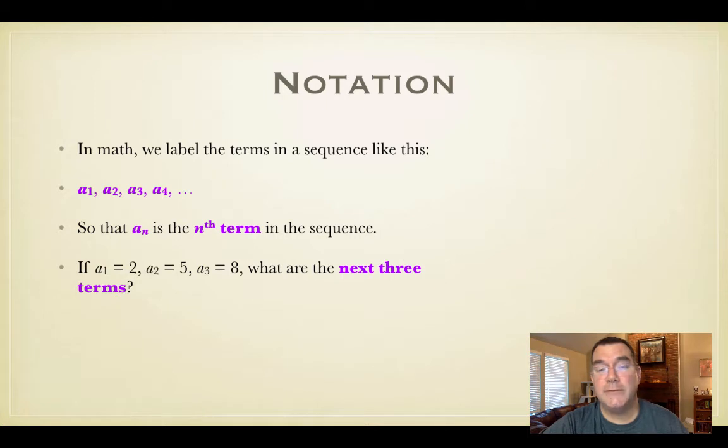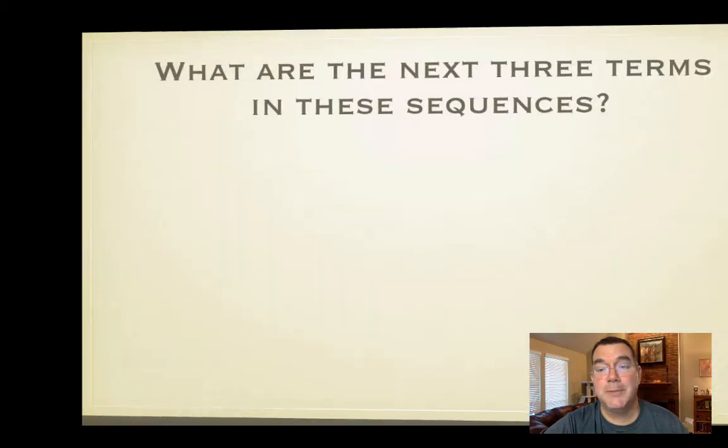So if A1, the first term, is 2, and A2, the second term, is 5, and A3, the third term, is 8, what are the next three terms going to be? Well, I notice that the sequence starts at 2 and goes up by 3s. So if I start at 8 and keep going up by 3s, the fourth term is going to be 11. The fifth term, A5, is going to be 14, and the sixth term, A6, is going to be 17. So that's how I use that notation properly.